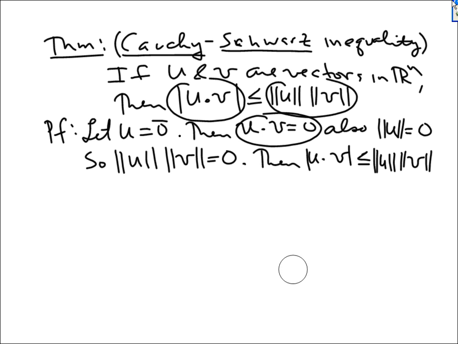So what do we do next? We suppose something. We suppose U is not 0. Now suppose U is not the zero vector. Okay, suppose U is not the zero vector.